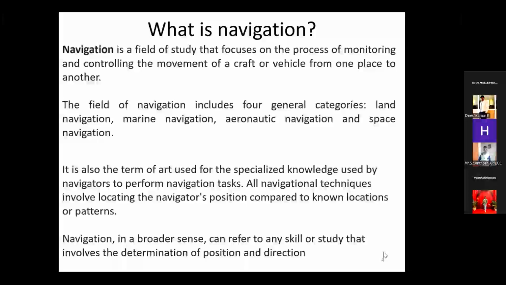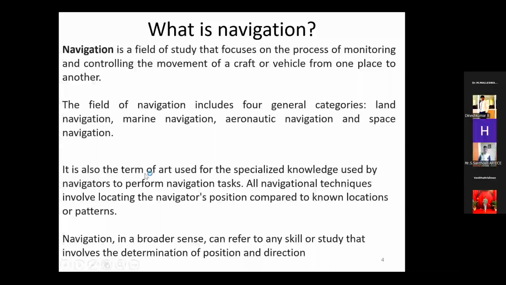Now, basically, what is navigation? Navigation is a field of study that focuses on the process of monitoring and controlling the movement of a craft or a vehicle from one place to another. This is the basic of navigation. The field of navigation includes four general categories: land navigation, marine navigation, aeronautic navigation, and space navigation. Today, we are going to concentrate on aeronautic navigation.